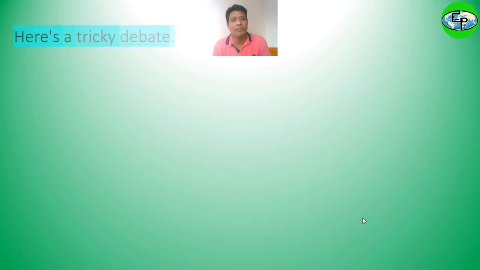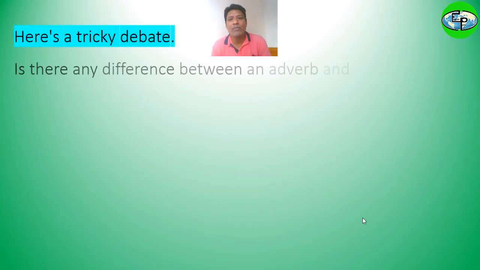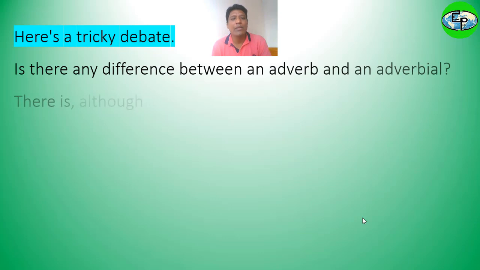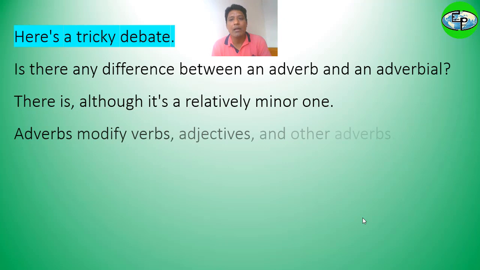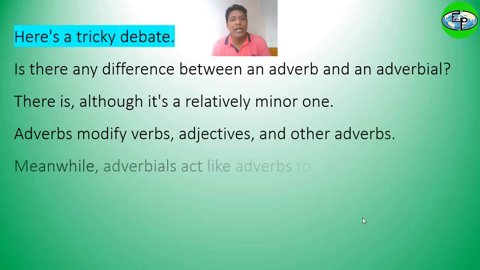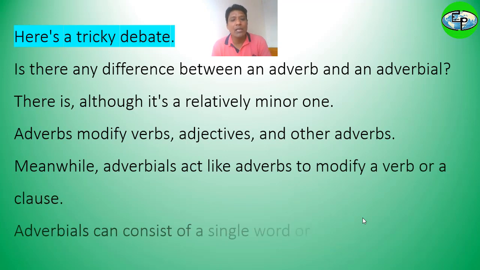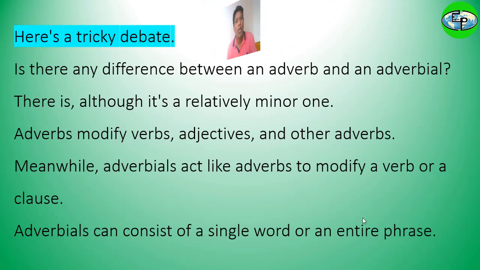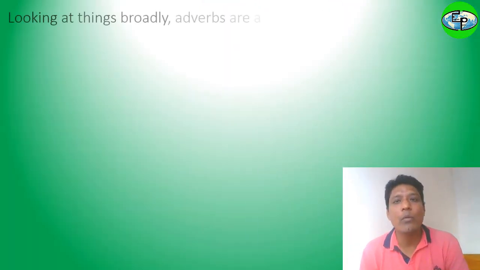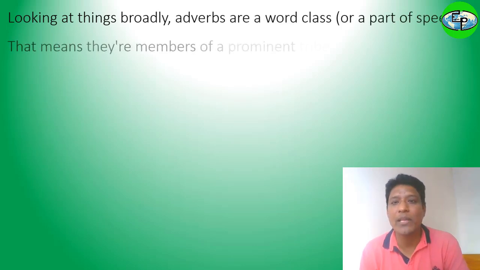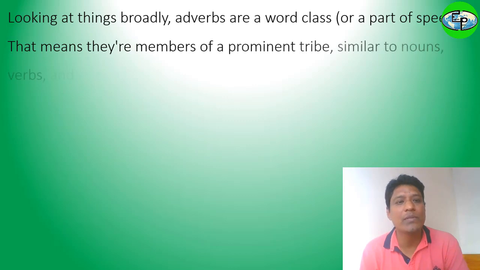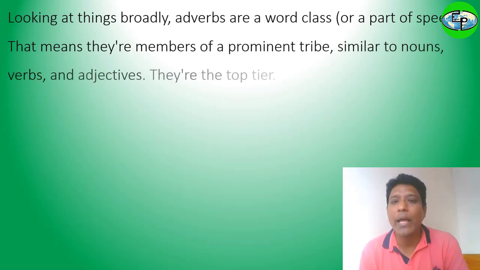Here is a tricky debate. Is there any difference between an adverb and an adverbial? Yes, there is, although it's a relatively minor one. Adverbs modify verbs, adjectives, and other adverbs. Meanwhile, adverbials act like adverbs to modify a verb or a clause. Adverbials can consist of a single word or an entire phrase. Looking at things broadly, adverbs are a word class or a part of speech. That means they are members of a prominent tribe, similar to nouns, verbs, and adjectives. They are the top tier.